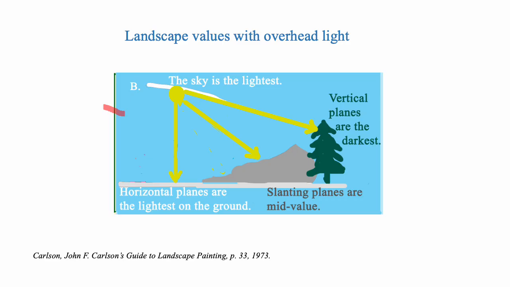With the sun overhead, the most direct light rays hit the horizontal plane at nearly a 90-degree angle, making this the lightest part of the landscape. Light hits slanting planes like mountains at more of an angle, so some light rays are deflected away, making the mountain a mid-value. And vertical planes like trees are the darkest since they receive the fewest light rays. The dark local color and value of foliage make them even darker.